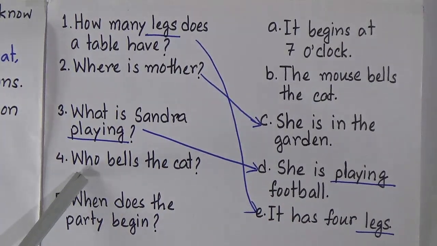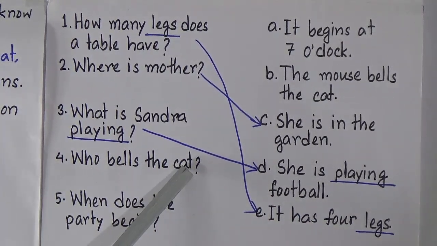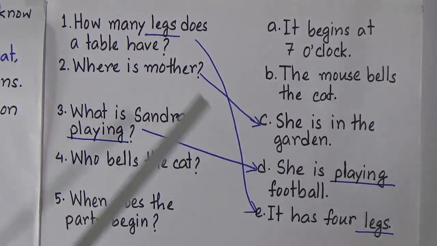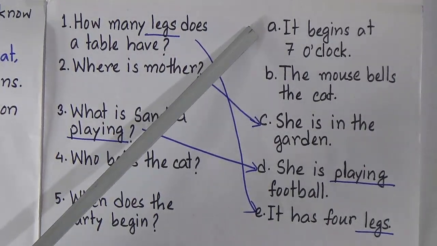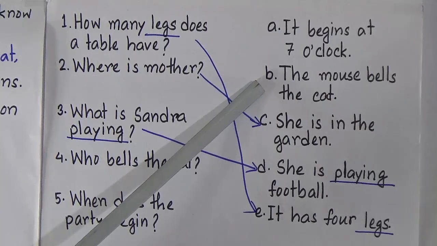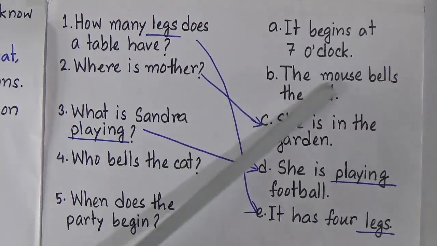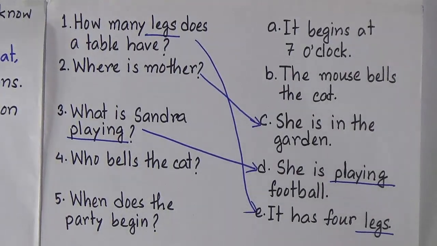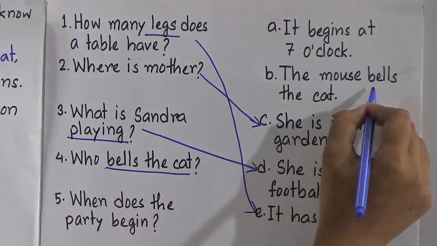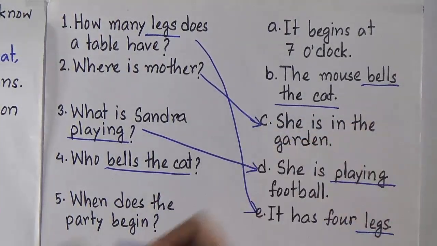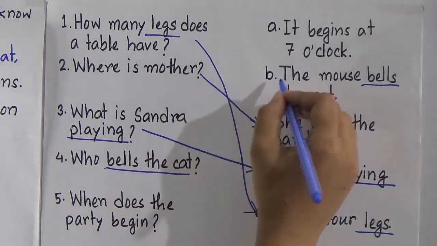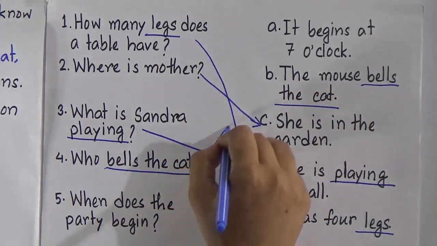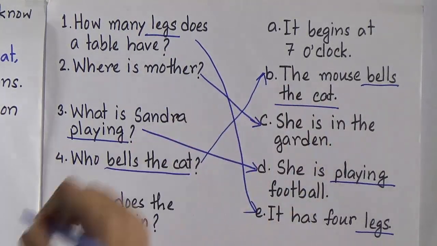Now number 4, who builds the cat? Now look, A and B are left. So our answer will be either A or B. Now look at number B, the mouse builds the cat. So who builds the cat? The mouse builds the cat. Now look, there is a similarity between these two sentences. So number 4 will match with number B.